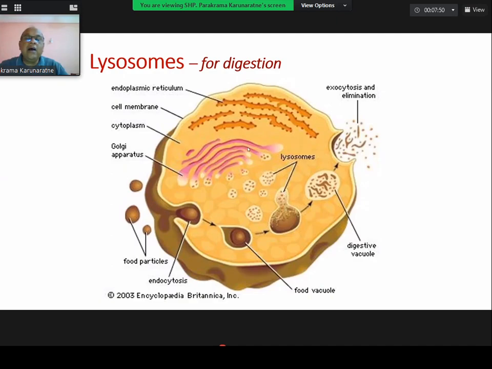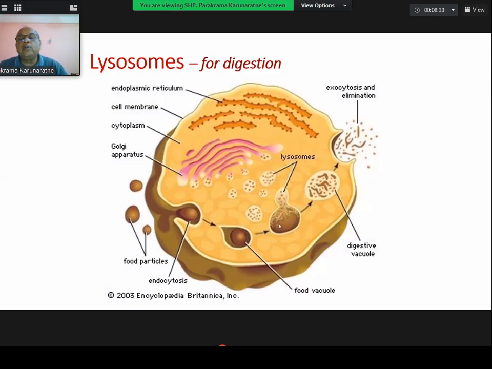Here I have shown they are taking in food particles. This is endocytosis. Endo is taking inside. Phagocytosis is also taking inside. When they take in the food particles, they make a bubble like this, which is the food vacuole. The wall of the vacuole is made up of the cell membrane, so it originated from the cell membrane and has the cell membrane surrounding it.